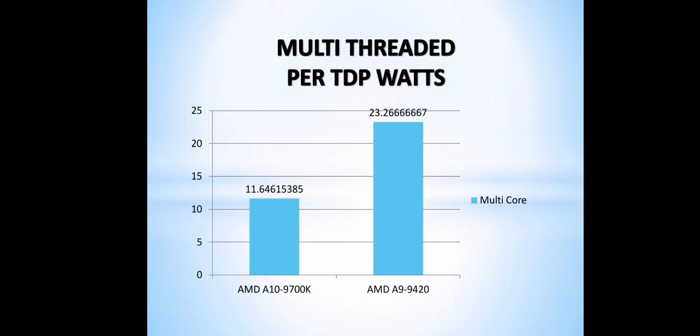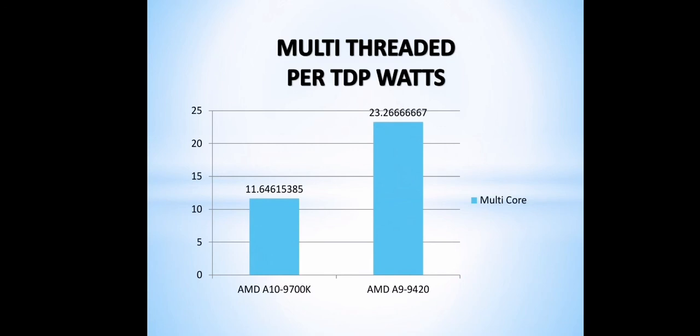As you can see, the AMD A10-9700k has a lower result for its multi-core or multi-threaded per TDP watts, since it has a greater power consumption, since AMD A10-9700k is present in a computer, while AMD A9-9420, since it is low power consumption, is present in a laptop. It has a low TDP of almost 15 watts when compared to AMD A10-9700k, which has 65 watts. That is why AMD A10-9700k has a low multi-threaded per TDP watts score compared to AMD A9-9420.